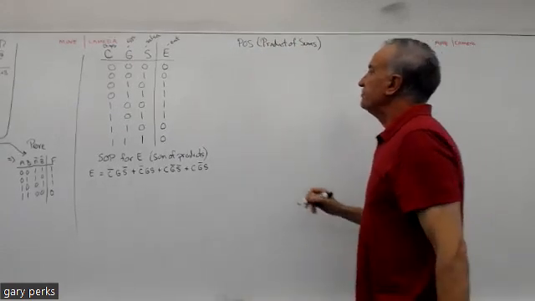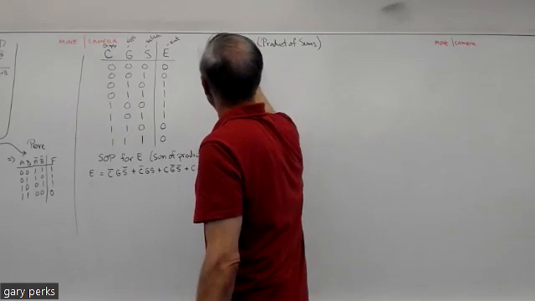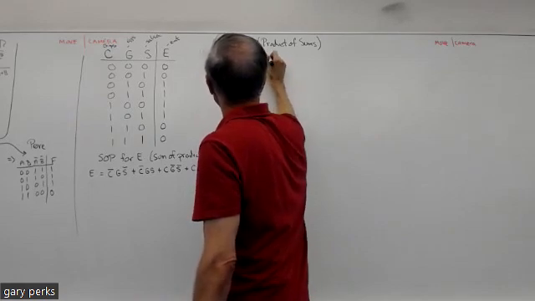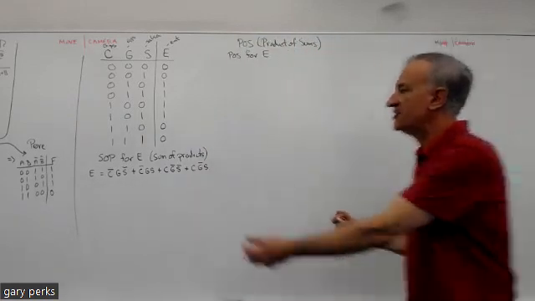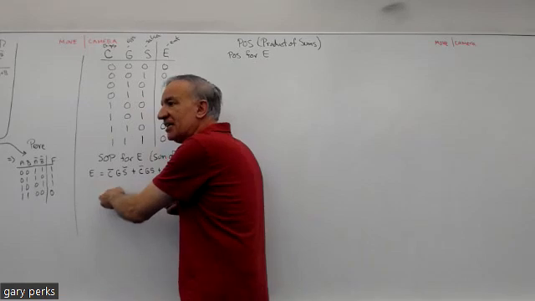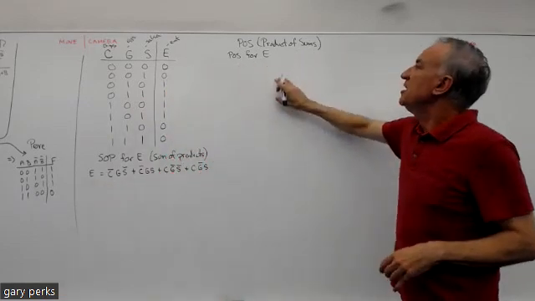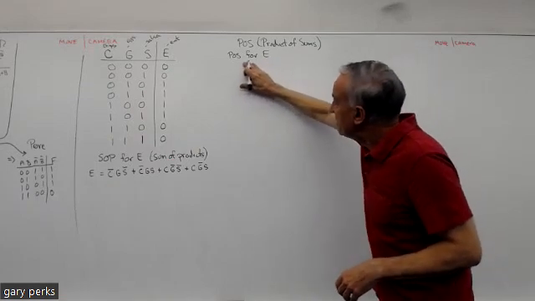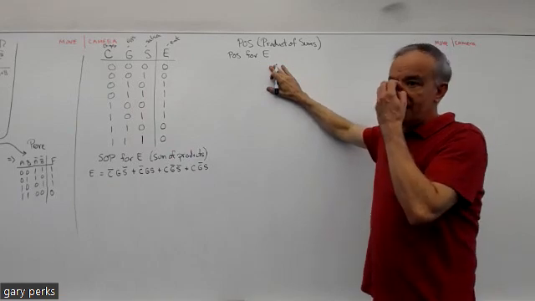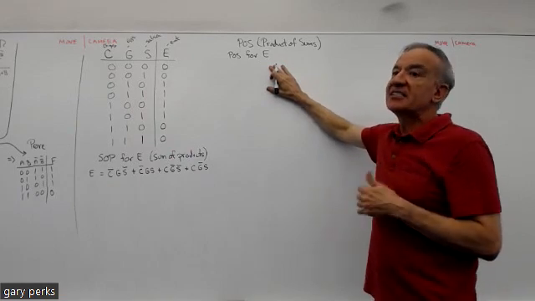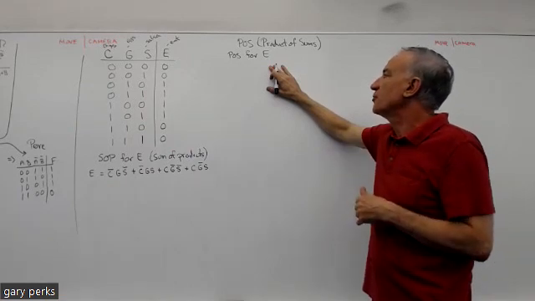Okay, we're going to do a POS, and we're going to get POS for E. Because you can also get POS for not E. Just like you can get SOP for E or not E, you can also do POS for E or not E. But we're specifically going to get POS for E. And this is really important, because this is something students often forget or miss.